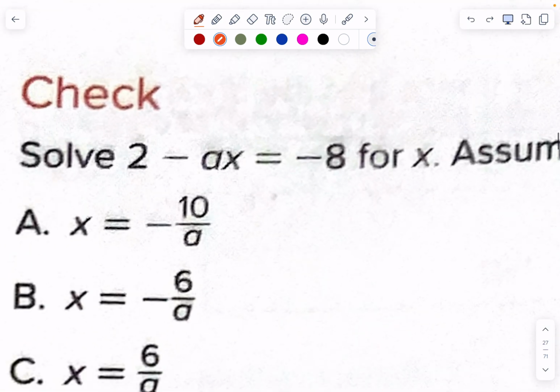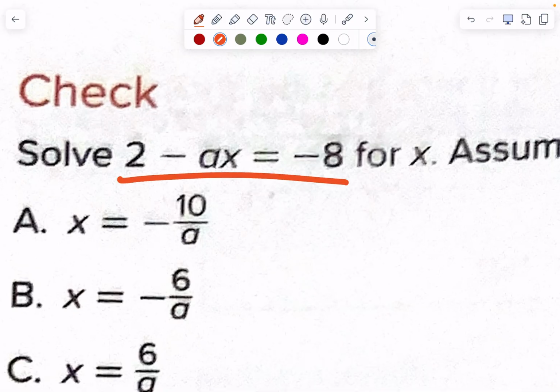Let's do the check. We're solving for which variable? We're solving for x, right? So we got a 2 and an a we've got to get rid of. Which one are you going to deal with first? The 2. How are you going to get rid of the 2? Subtract, because it's not a negative. The a is negative.